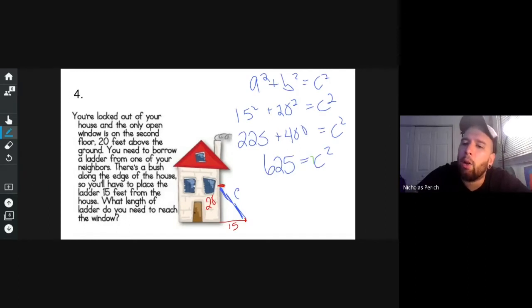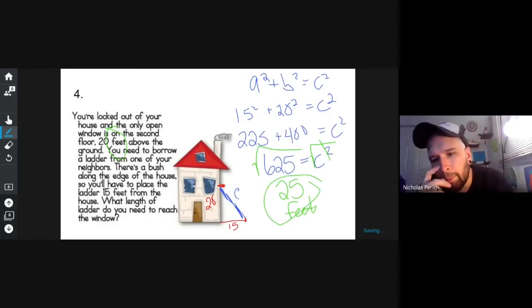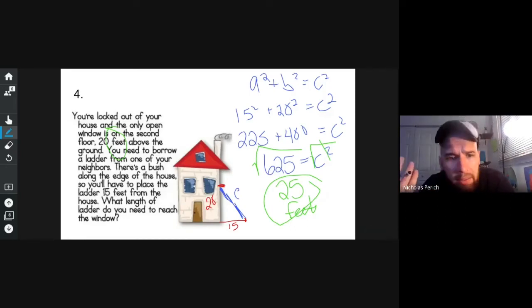Is C all by itself? No. What's in the way? Squared. How do I get rid of that square? Square root everything, of course. And the square root of 625 is 25. What are we talking about? Feet? 25 feet. Again, don't come knocking down my door when you get locked out of your house.